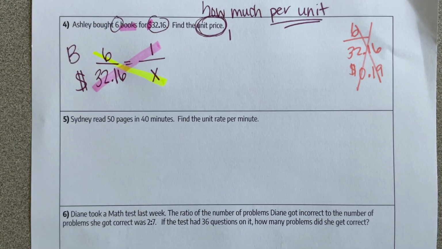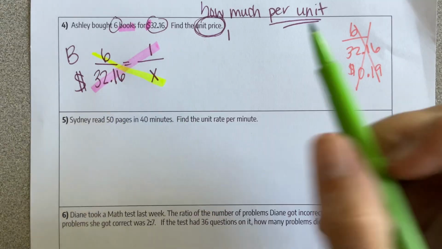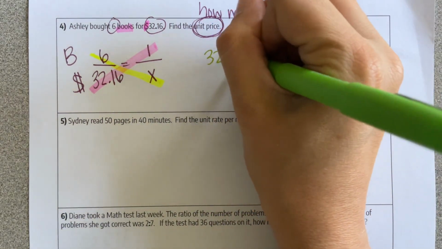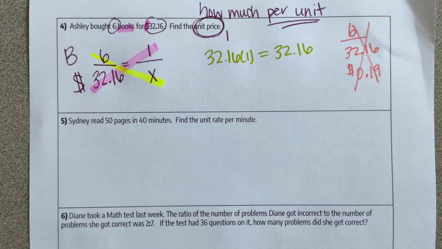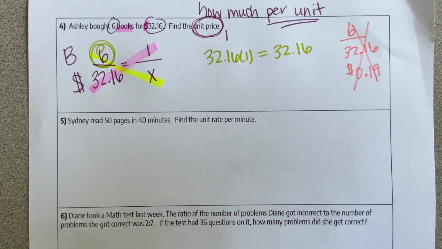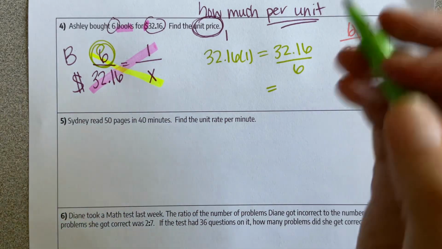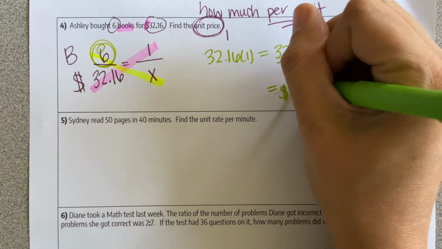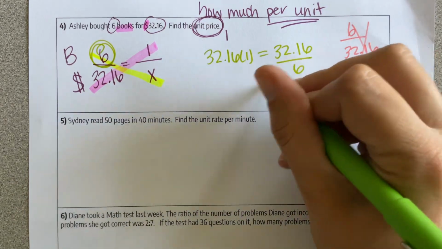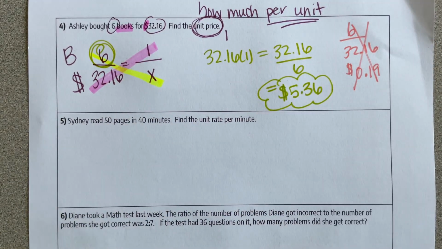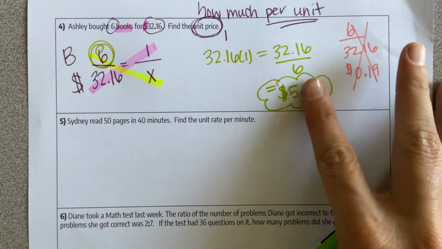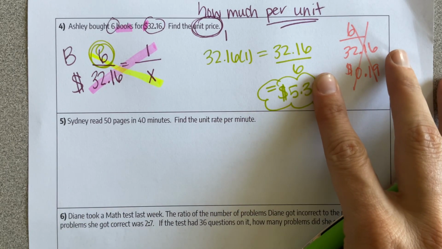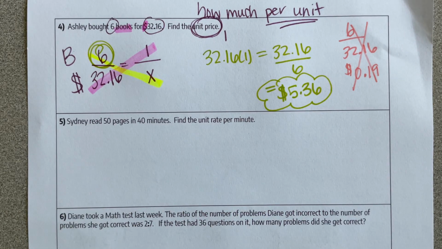Now we look at our diagonals. The diagonal that has 2 numbers in it is the 32.16 and 1. So I'm multiplying those. Divide by the number in the same diagonal as the variable. And when I divide 32.16 by 6, we get $5.36. That makes much more sense. And remember, if you got like 5.3, that's not how we write money. You might have to add in zeros possibly, depending on the answer.